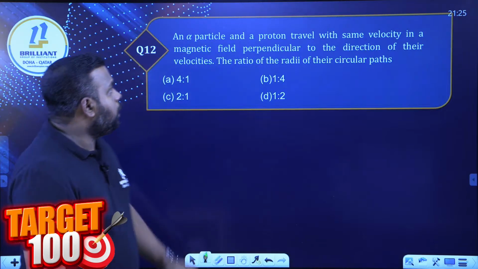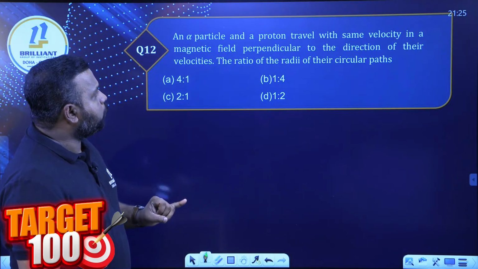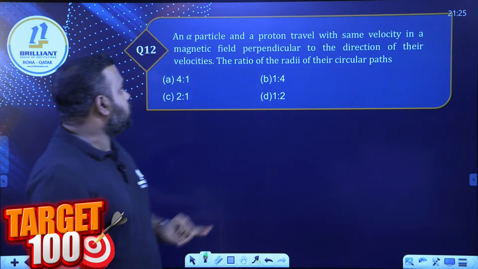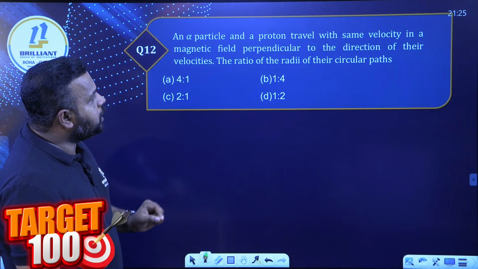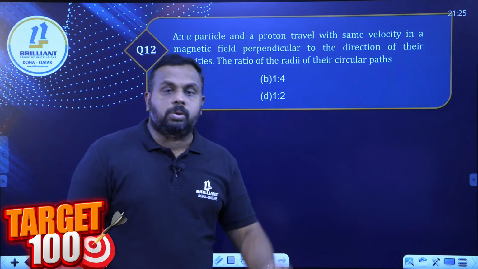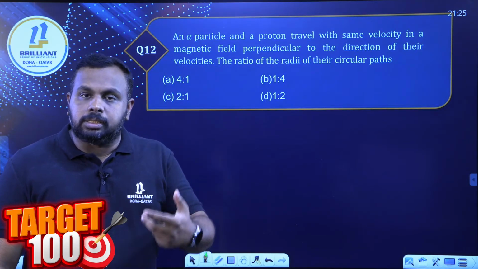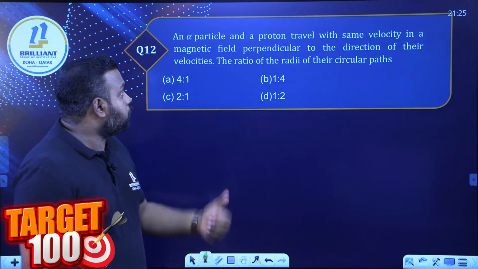Look at this. An alpha particle and a proton travel with the same velocity in a magnetic field perpendicular to the direction of their velocities. The ratio of the radii of their circular paths. This is a bit tricky one, a numerical type.